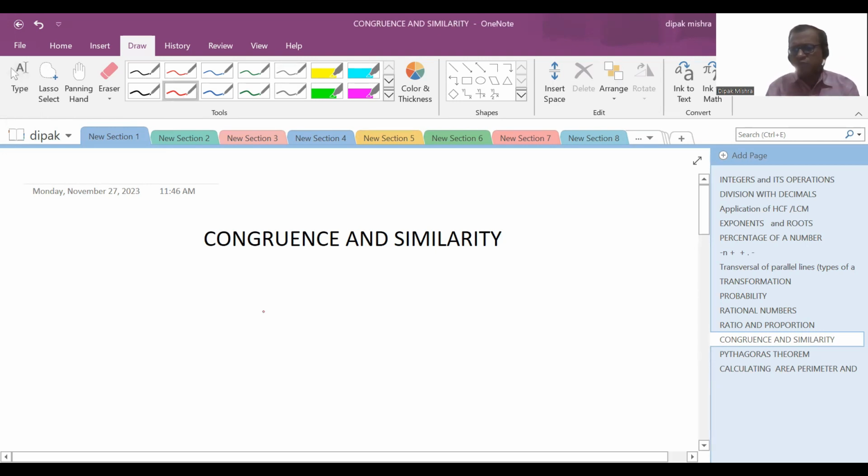What do these two terms mean? And what is the importance of these two terms, especially in a topic by the name of geometry? What do we mean by congruence and similarity?